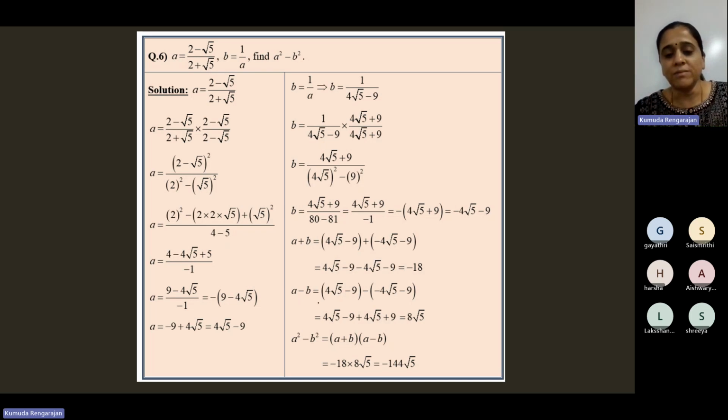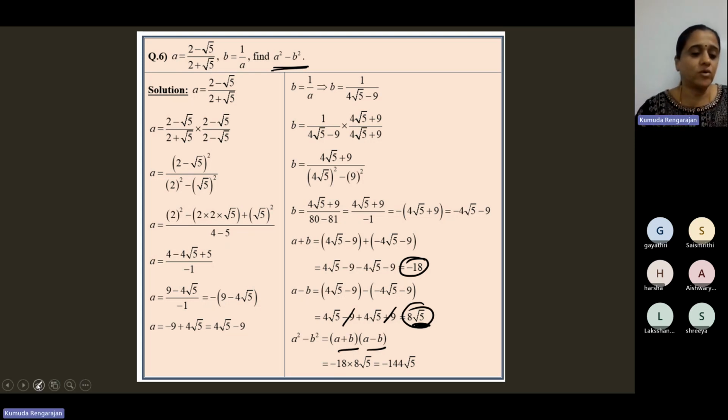Then in the case of A minus B, again A minus B. But when you open the second bracket, it will be plus 4 root 5 plus 9 plus 4 root 5 plus 9. So here minus 9 and plus 9 get cancelled, and 4 root 5 plus 4 root 5 is 8 root 5. Now we need to find A square minus B square, which is A plus B into A minus B, minus 18 into 8 root 5, which is minus 144 root 5.